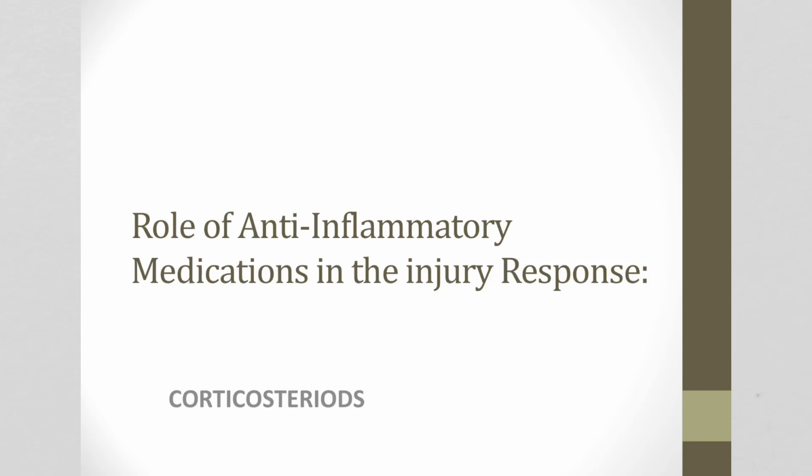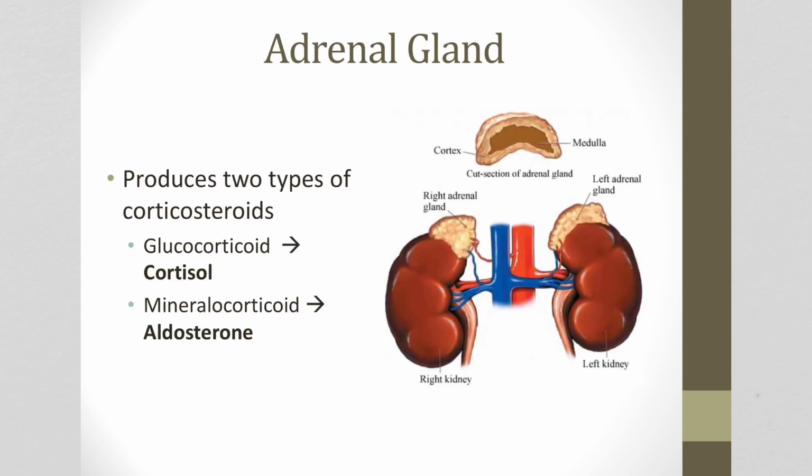This is going to be part 2 of drugs being used to treat inflammation. Today we're going to be discussing two key groups of drugs, your corticosteroids and your counter irritants. Our first stop is really going to be to talk about the adrenal gland.